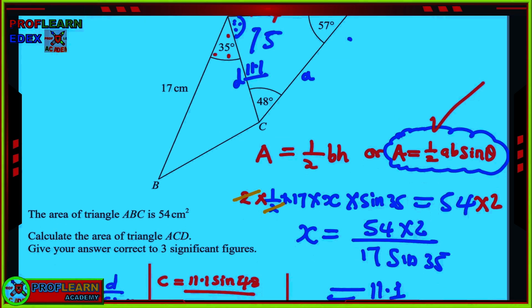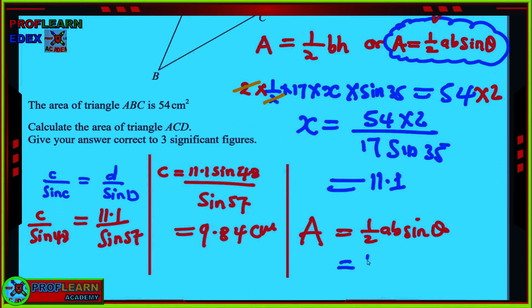Theta is 75. So it is going to be a half times 11.1 times 9.84 sine 75. And if we work it out, a half times 11.1 times 9.84 sine of 75, that translates to 52.8, 52.8 centimeters square.